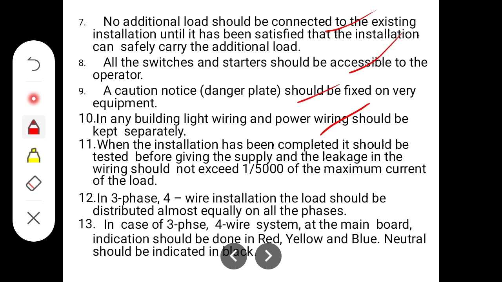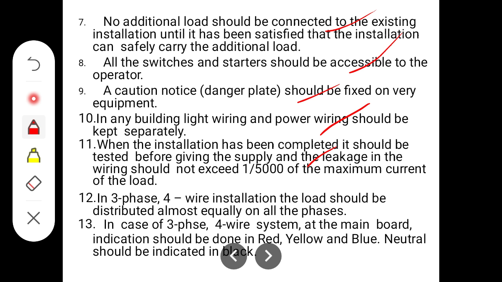When the installation is completed, it should be tested before giving the supply. We can identify which one is the phase and which one is the neutral, and they should be separated. Then the earth test will be done, with a leakage of 1 by 15,000 of the maximum current.